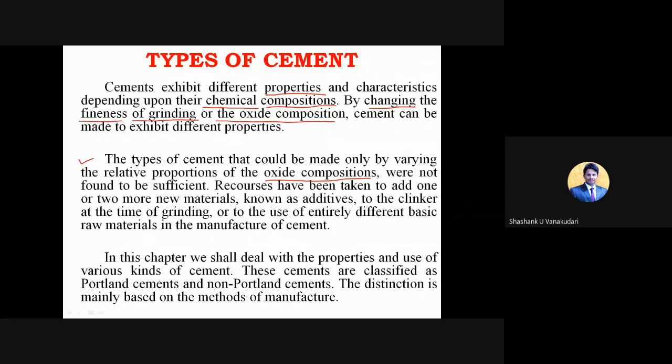resources are taken and one or more new materials are added. In the conventional cement, the ordinary Portland cement, this OPC is basically used in almost all civil engineering works. Clear? So all the special types of cements other than this are related with this OPC, right? We are comparing those other types of cements with OPC, that is ordinary Portland cement.